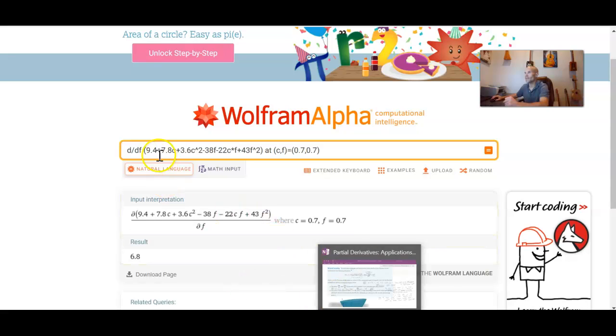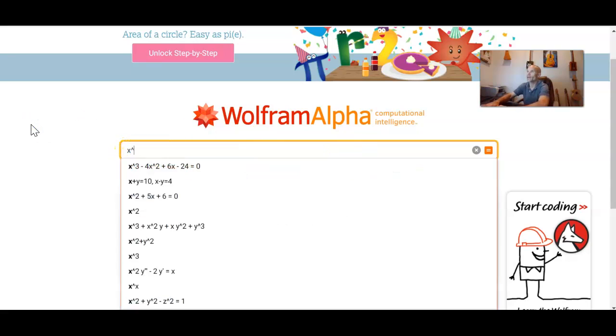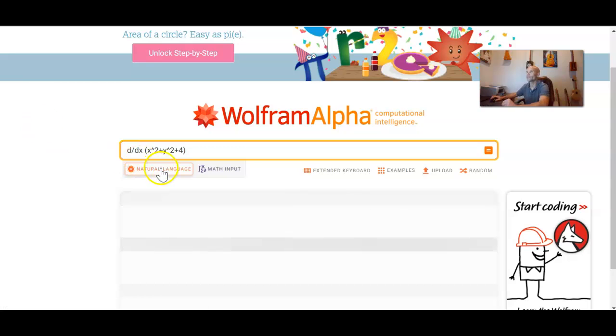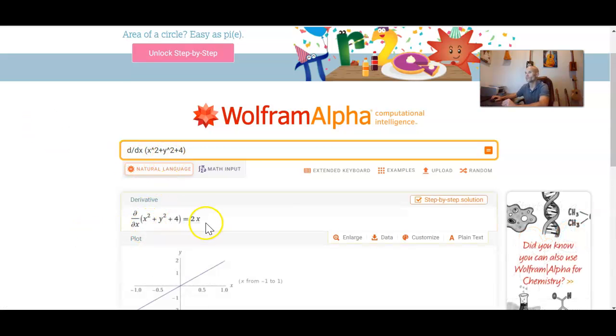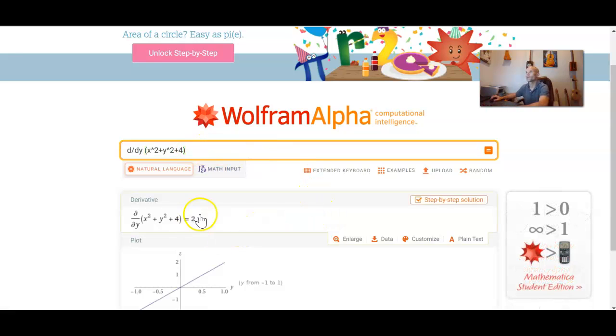And that's really it. If our variables were x and y, then we could just do d/dx. For instance, if I had the function x squared plus y squared plus 4 and I wanted the derivative of that, I would just say d/dx. I like to put this in parentheses just to make sure that it takes the derivative of the entire thing. We should get 2x, which we do. If we take the derivative with respect to y, we should get 2y, which we do. And so that's how we take derivatives really quickly using Wolfram Alpha.